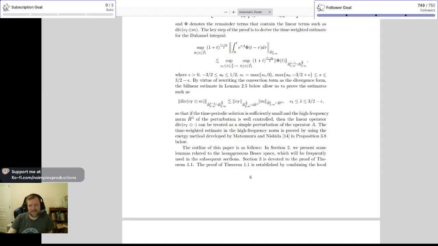So if the time periodic solution is sufficiently small and the high frequency norm, the H^3 norm of the perturbation, is well controlled, then the linear operator, divergence of v sub t outer product with dot, can be treated as a simple perturbation of the operator A. The time-weighted estimate of the high frequency norm is proved by using the energy method of Matsumura and Nishida, Proposition 3.a below.